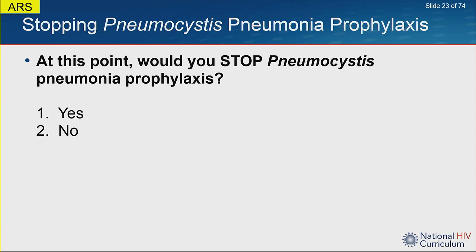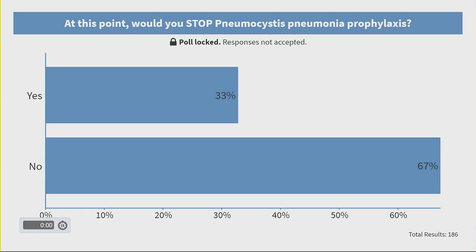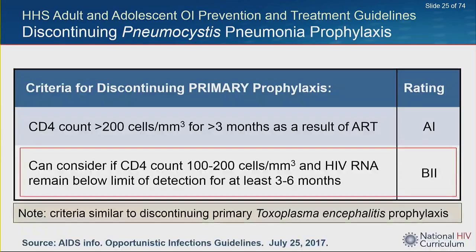Would you stop pneumocystis prophylaxis? CD4 count is between 100 and 200. Viral load is undetectable, or would you continue? Okay, so 67% said no, so we've got a pretty interesting split here. Let me tell you what's in the most recent guidelines that just got updated about a month ago.